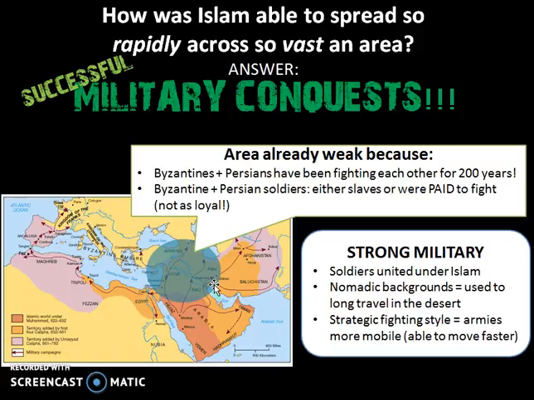The Byzantine and Persian soldiers were also either slaves or they were paid to fight. This means they were not as loyal as the Muslim soldiers were to their leaders, because the Muslim soldiers were united under Islam. They also had that nomadic background where they were used to having to travel long distances in the desert, and they also had a strategic fighting style. Their armies were able to move a lot faster than their enemies. This was helpful when they had to move their army to a closer water source, or when they had to launch offensive attacks or defensive moves.